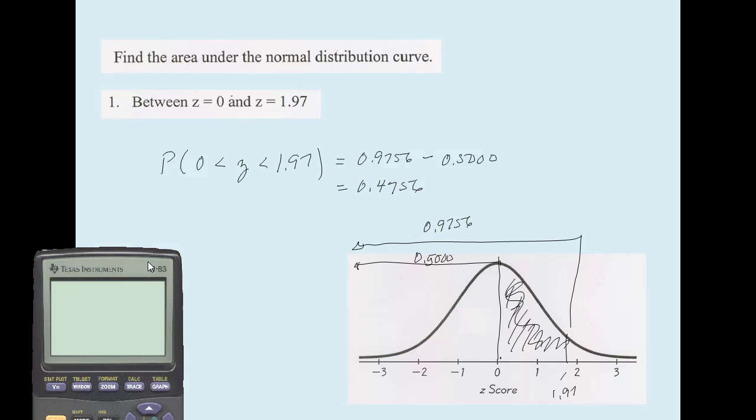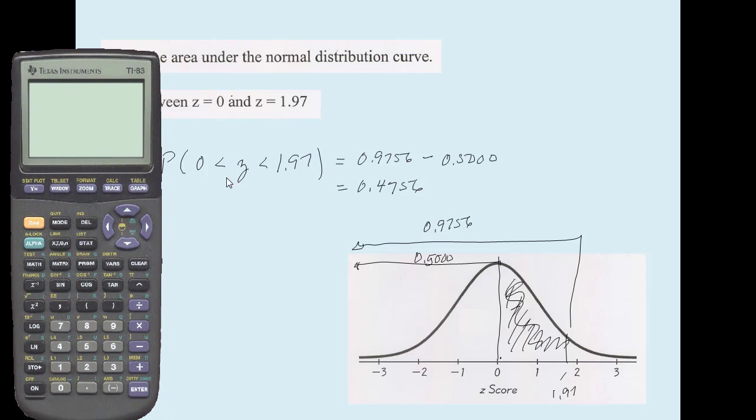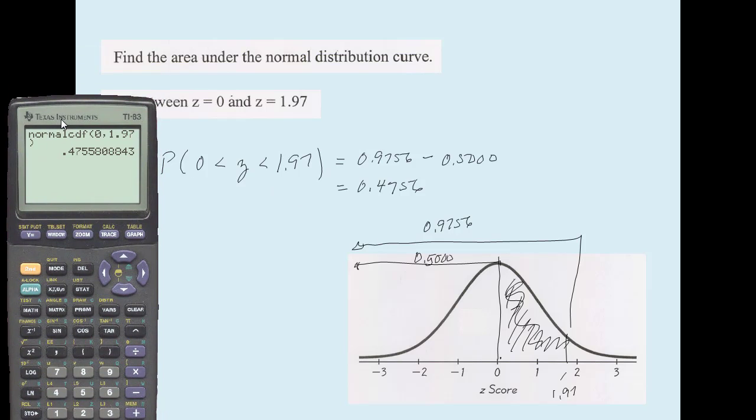Okay, so now let's go use the calculator. So we want to find the area between 0 and 1.97. So I turn this guy on, I can click clear, second distribution, number 2. So it's called a normal CDF, and if you read your book, it tells you to put in the lower bound, comma, the upper bound, 1.97, and then close the parenthesis, and that gives you the area under the curve of 0.47558, and the 8 rounds it up to 56. So you get the same answer. So that's how you do it with the table, and that's how you do it with the calculator. So I've done both ways.